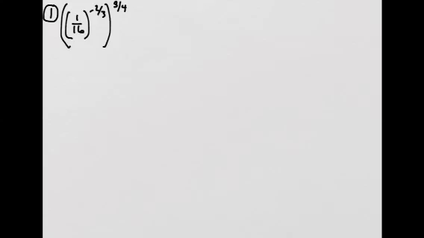Okay, so for number 1, you see that we have a power to a power right here. So we're going to multiply those together. So you get 1/16 to the negative 2/3 times 3/4. So 3/3 cancels, and then 2/4 is 1/2, and there's a negative there. So then this becomes 1/16 to the negative 1/2.